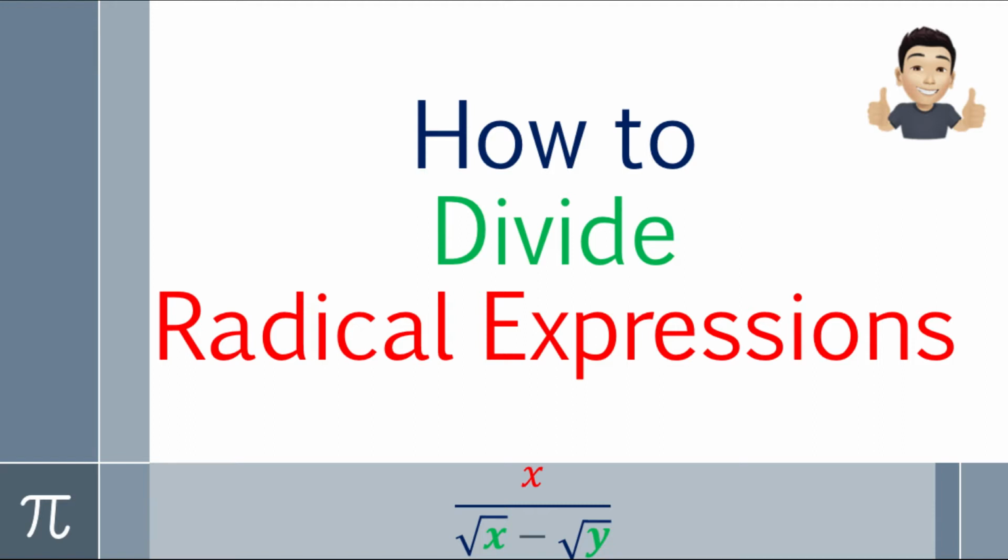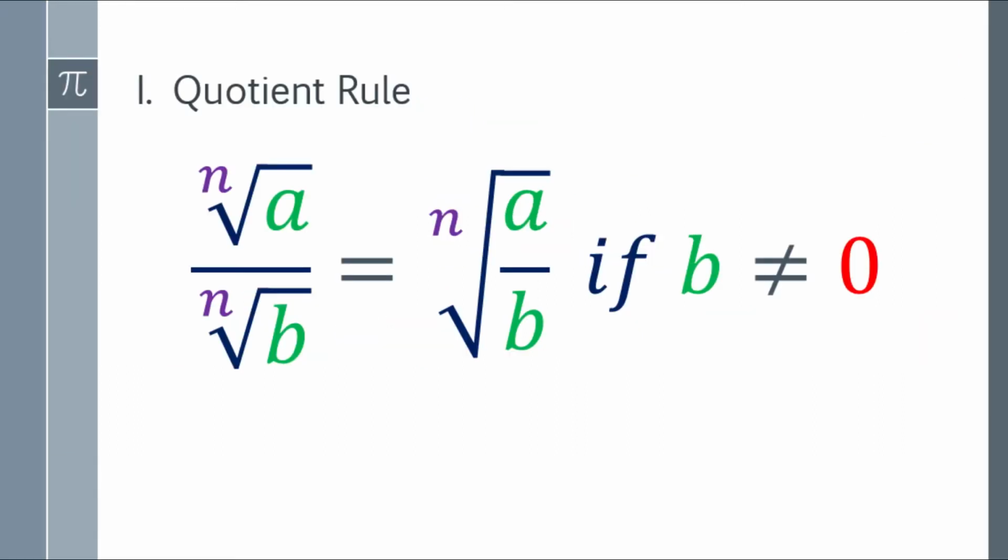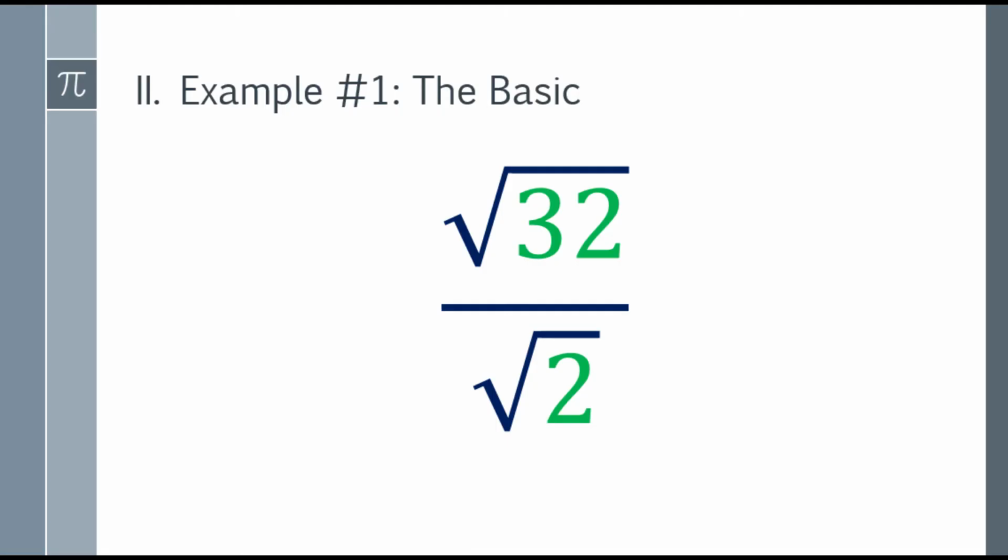So let's start with the first rule. We have the quotient rule. Quotient rule says that nth root of A over nth root of B is equal to the nth root of the quantity A over B, if B is not equal to 0. Kasi pag nag-equal sa 0 yon, yung B magiging undefined siya. At kung cube root yung nasa taas, tapos square root sa baba, hindi mo siya pwedeng i-apply.